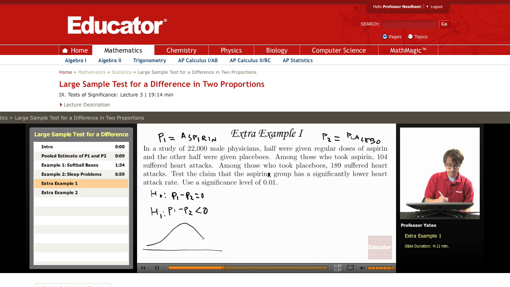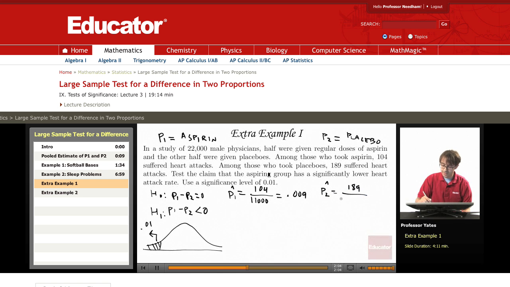Looking at this, my entire amount of significance is all in that lower tail, 0.01. Okay, so I need to find P1 hat. There were 104 people divided by 11,000 who experienced heart attacks. So this should give me approximately 0.009. P2 hat: there were 189 physicians who suffered heart attacks out of the 11,000 who were taking the placebo. And that equals 0.017.